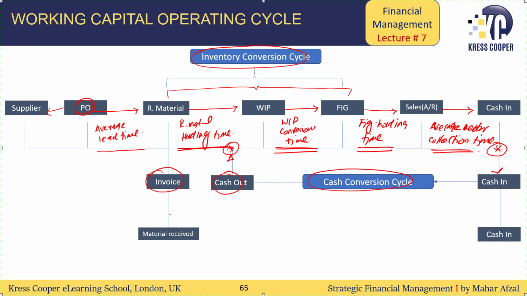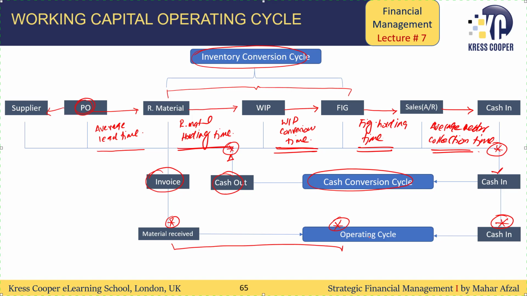So Mr. A has received the material here and has received the cash at this point, and the time in between these two points is called the operating cycle of the business. So now I can define my operating cycle. The difference between when the material is received and when cash is received back from the customer, this time lag between these two points, is called my operating cycle.